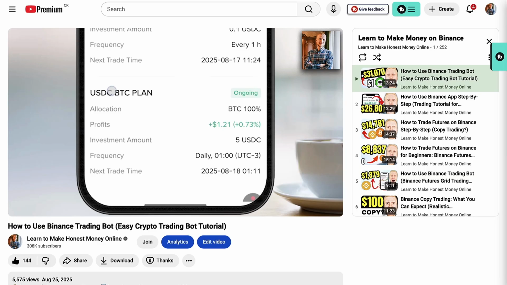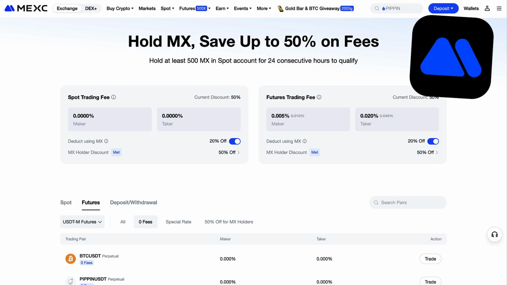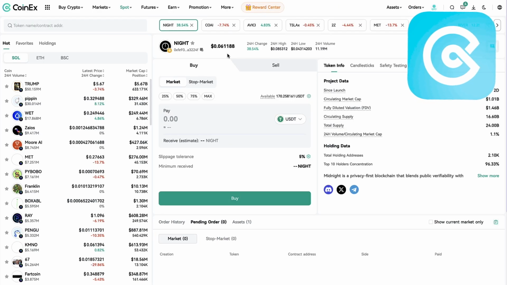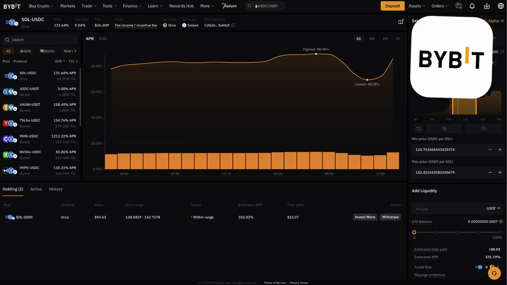And I recommend that you use many of them to get benefits. For example, MEX for the lowest spot and futures trading fees, CoinEx with the competitive fees and prices on CoinEx on-chain, and also for making money privately. And then Bybit for great bonuses and rewards, and then each platform brings their own benefits.